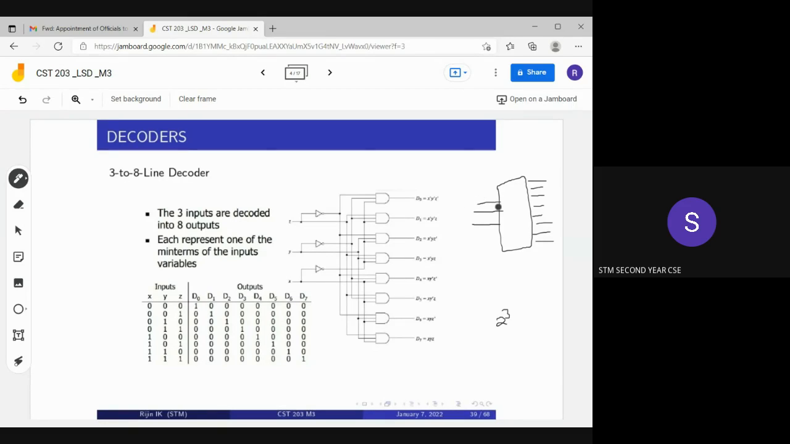So this is a 3 to 8 decoder. 3 inputs will be there and 8 output lines will be there. Assume that X, Y and Z are the 3 inputs. From that it will generate the corresponding 8 output lines, which you can represent as D0, D1 up to D7.